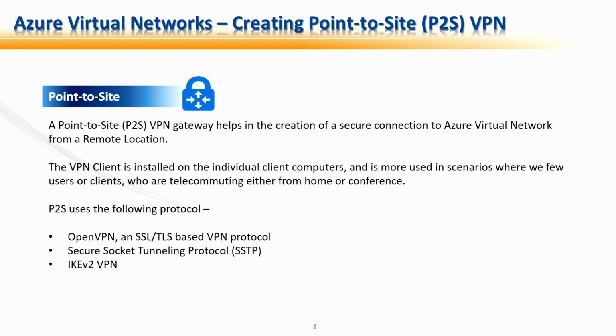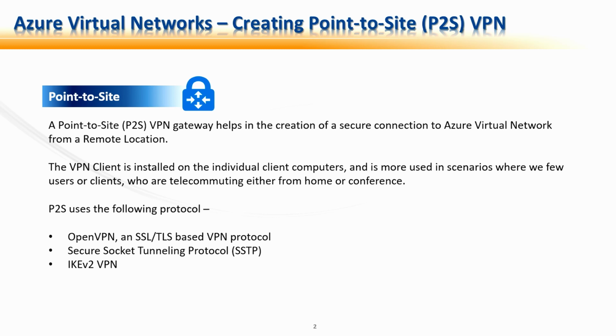So OpenVPN can be used to connect from Android devices, iOS version 11.0 and above, Linux, and Mac devices version 10.13 and above. Secure Socket Tunneling Protocol, which is SSTP, can penetrate the firewall, but is only supported on Windows devices. IKE version 2 VPN can be used to connect from Mac devices, operating system 10.11 and above.